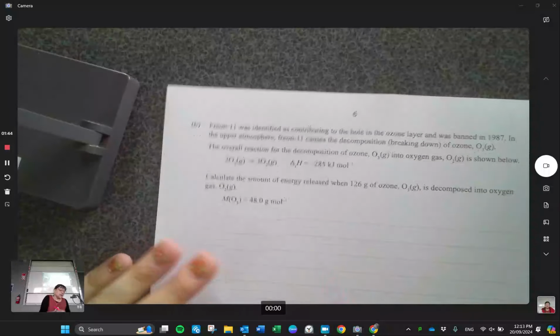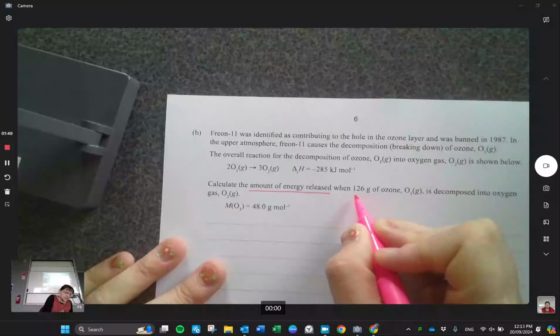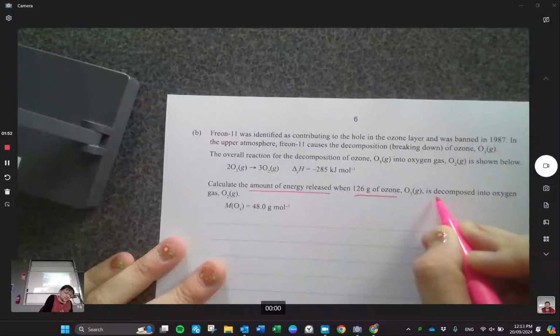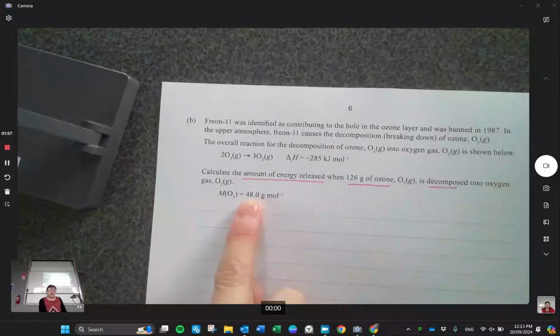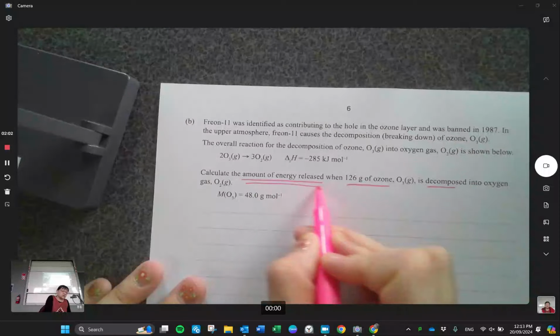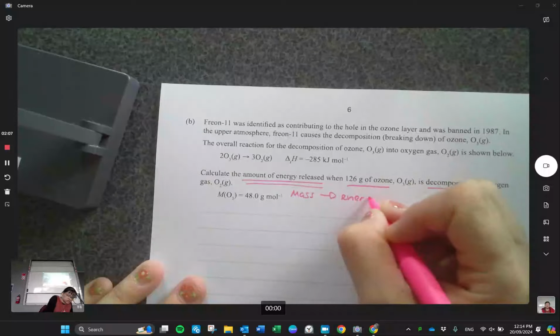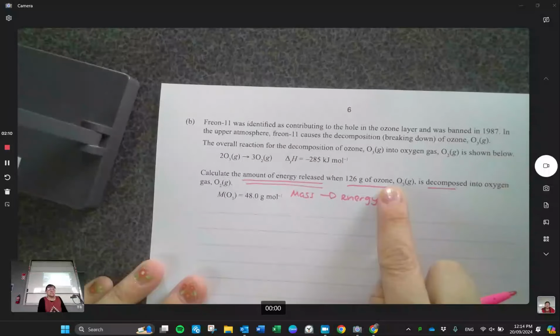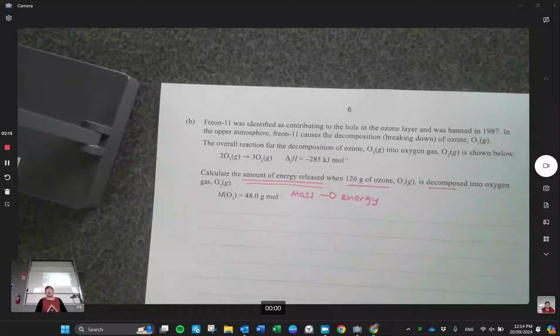And they want you to calculate the amount of energy released when 126 grams of ozone is decomposed into oxygen gas. And they've also given me the enthalpy value, and they've given me the molecular mass of oxygen as well. So from reading this, the amount of energy released, we are going from mass to energy is the way this question is formatted. I also can see that they've given me mass as a starting quantity. So that's how I know it's that way around. Are we okay with that so far? So that's the big hint. So it just helps you figure out the order in which you're working.